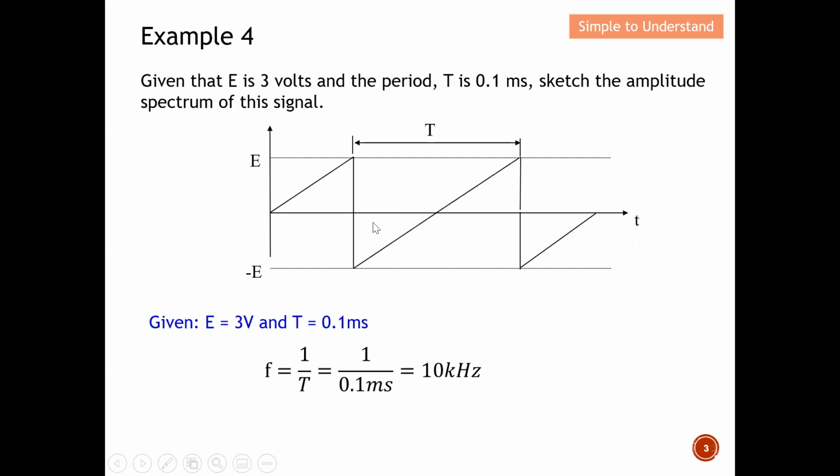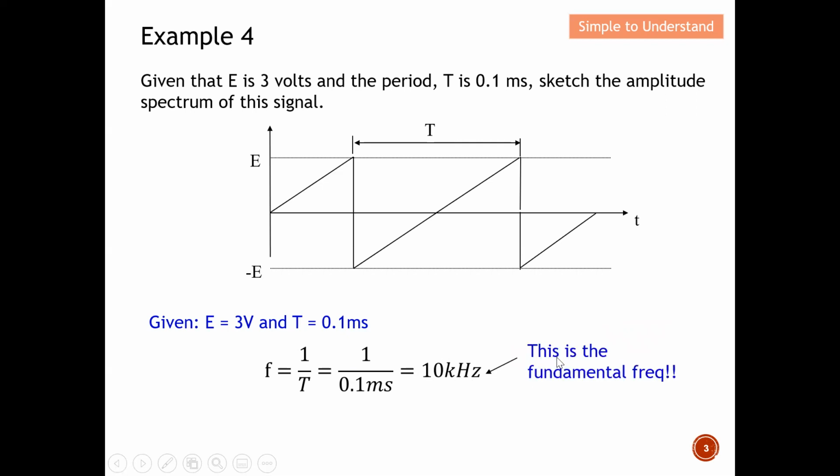This is what I have discussed with you on the previous slide. Basically, I put them together in order to obtain some of the essential parameters that we need. Like I mentioned, E is given to us, and the period T is given to us, which is 0.1 millisecond. From here, I can compute my frequency. The frequency is equal to 1 over period. So this period is 0.1 millisecond, and from here I compute that the frequency is 10 kilohertz.